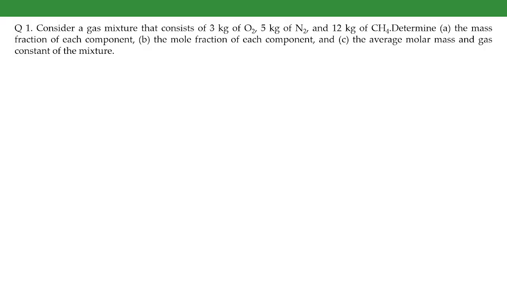First we will solve some of the problems related to gas mixtures, and then we will move to gas vapor mixtures. So the first problem: consider a gas mixture that consists of 3 kg of oxygen, 5 kg of nitrogen and 12 kg of methane. Determine the mass fraction of each component, the mole fraction of each component, and the average molar mass and gas constant of the mixture.